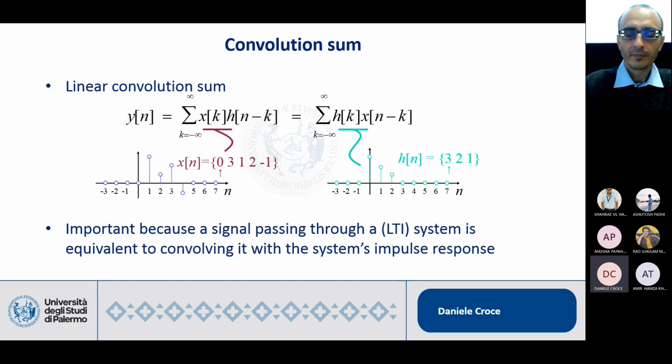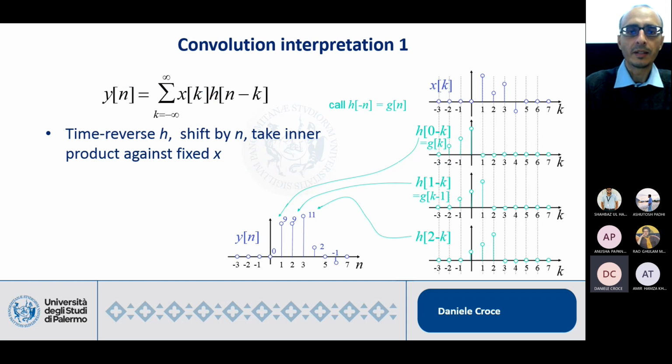And let me say a word about the interpretation of the convolution. So we have the sequence x of k that I've shown you before, and we can look at the convolution as h that is flipped. So on the right you have x of k, and then you consider h that is flipped, so h of minus n, and then you have n that increases.